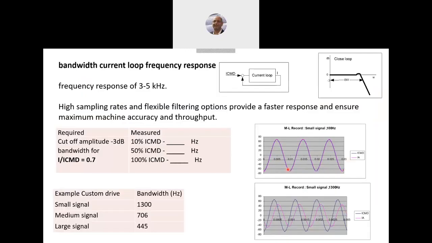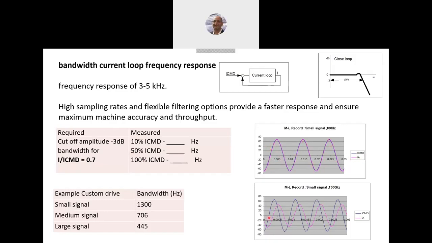Just to speak about the bandwidth, bandwidth is where you measure the current divided by the command. If it's below 0.7, it means that there is no response anymore from your power stage. Usually you measure it at, let's say you have 10 amps, so 10%, at 50%, and 100%, and you send a sinus signal. Here you can see that the command in blue and the measurement are going together.